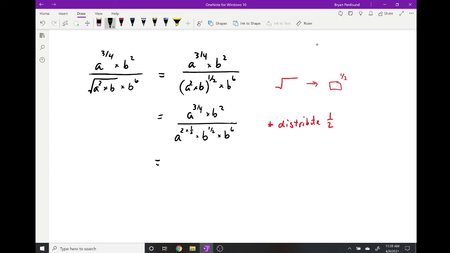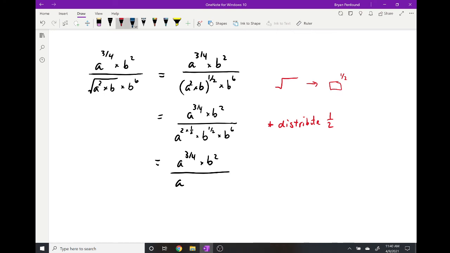And remember, what we're dealing with here is a power of a power scenario, so we do have to multiply these two numbers together. So we're going to get a to the 2 times 1/2, which is actually quite nice for us. So the denominator should simplify to just a. 2 times 1/2 is 1. And then we're going to get b to the 1/2 times b to the 6.